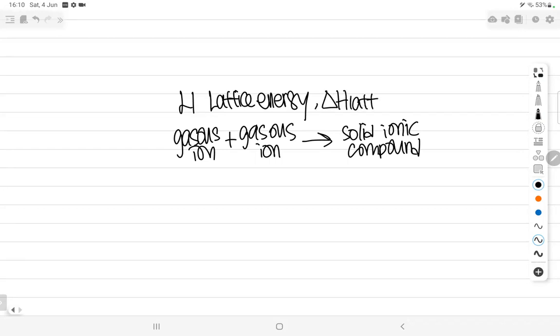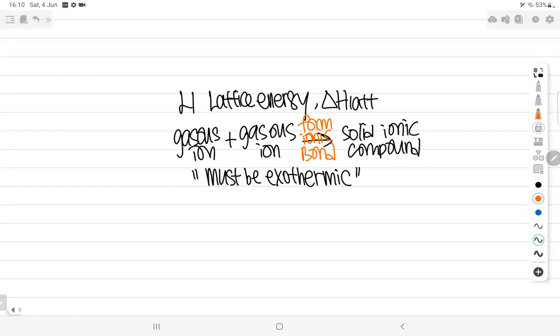LATT stands for lattice. We also learned in the first lesson that lattice energy must be exothermic, so you always see a negative value for lattice energy. Why? When gaseous ions combine together, they form a bond, and this bond is an ionic bond. We learned back in high school that when we form a bond, whether it is ionic, covalent, or hydrogen bond, formation of bond always releases energy. That's why the lattice energy is exothermic.